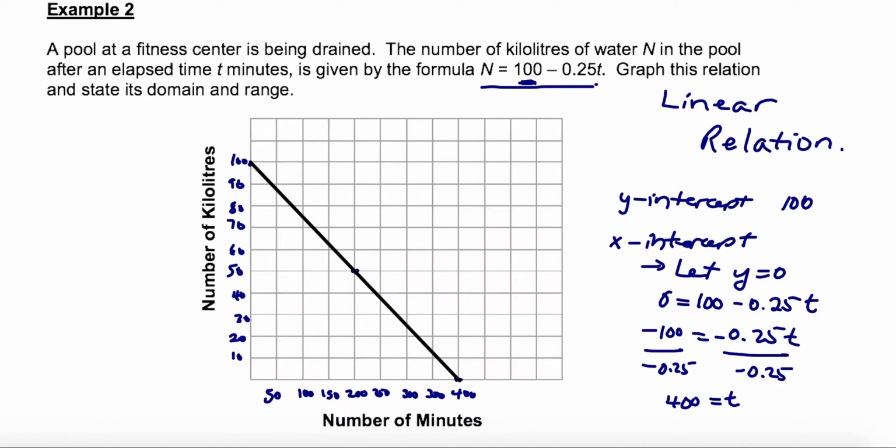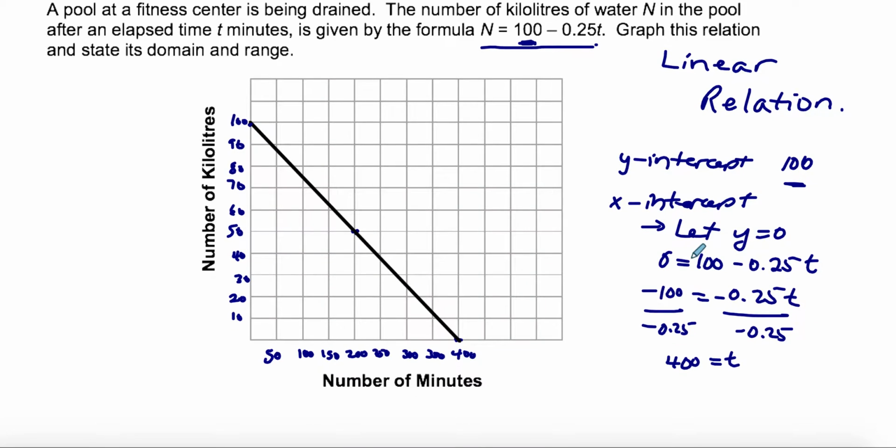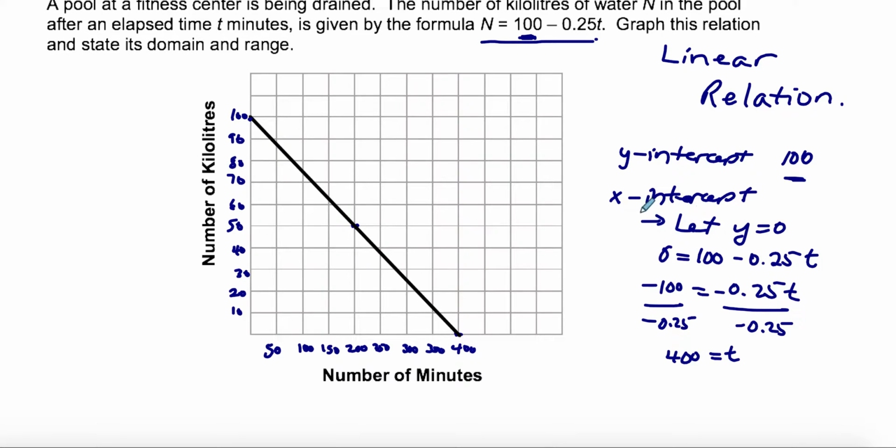So one thing that I might do to graph this is that I put on the y-intercept of 100. I know that that's where my line starts. To figure out the x-intercept, just as one example, if I let y equal 0, I guess I'm saying y, but really it's n.